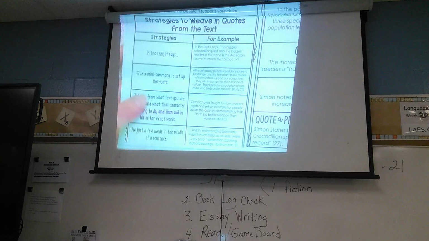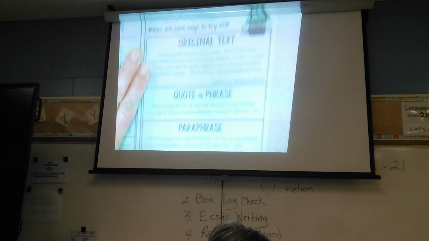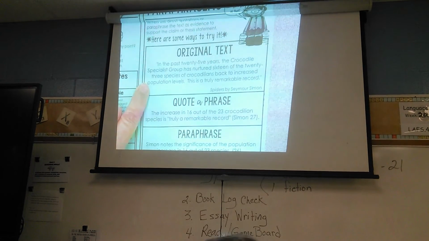So when we're looking at, let's go right over here. This is a better example too. When you're looking at the original text, in the past 25 years, the Crocodile Specialist Group has nurtured 16 of the 23 species of crocodilians back to increased population levels. This is a truly remarkable record.